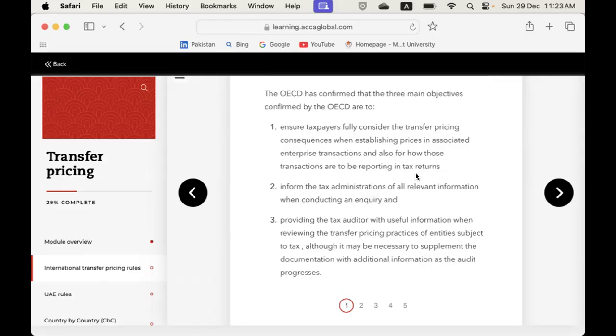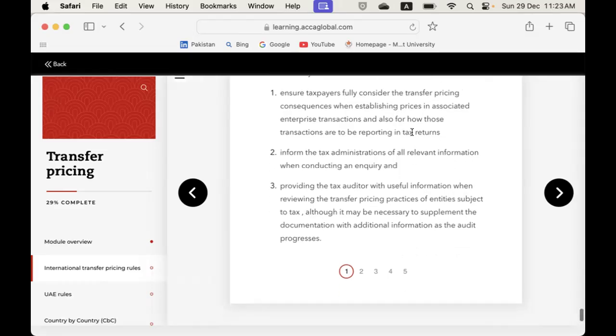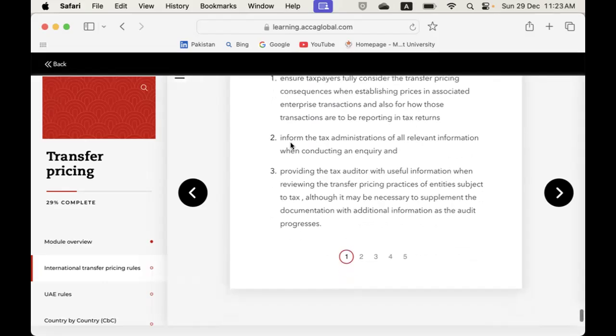So that's the first policy objective, that taxpayers should understand the impact of choosing an incorrect transfer pricing approach, and naturally how their tax returns will be affected if they have not complied with rationality while choosing the transfer prices. Inform the tax administration of all relevant information when conducting an inquiry.